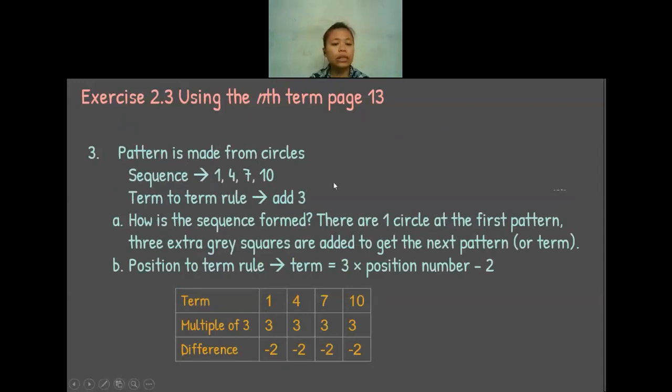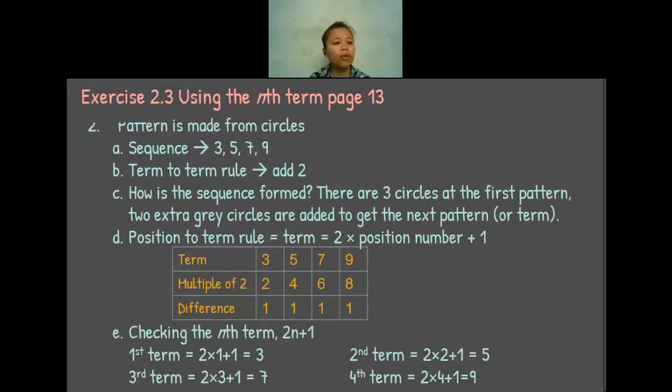For the question 3, the pattern is made from the circles. I do not draw the circles. I just count how many circles are there on each pattern. Sorry, it's not circles, it's boxes. Wait, we haven't discussed question 2. Sorry, I moved too fast. For the question 2, we have patterns that are made from circles.